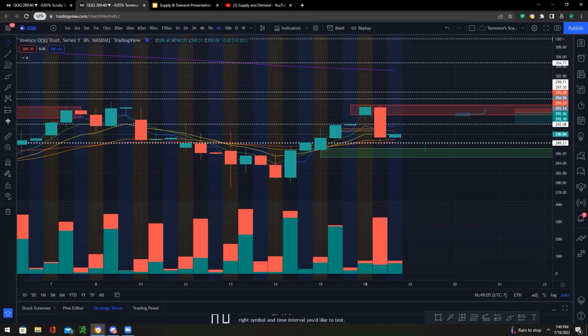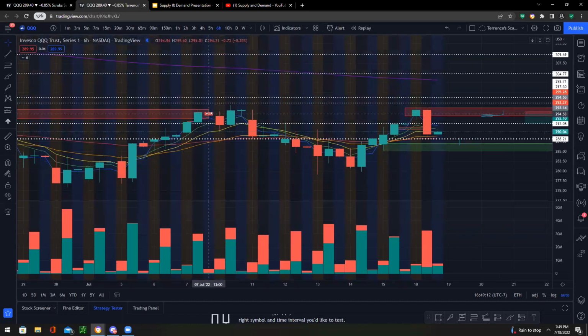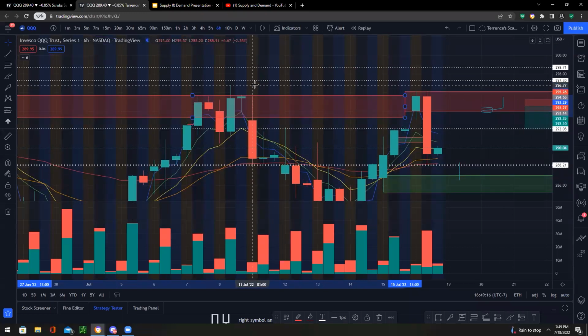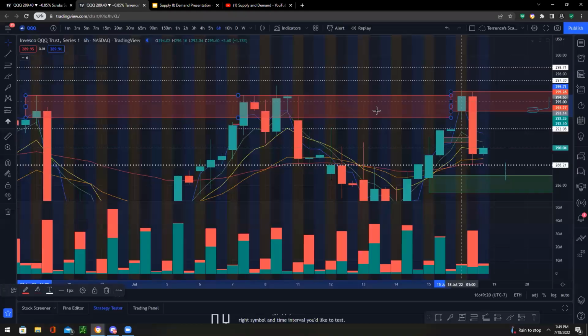How far back do you usually go with your zones? As soon as they get invalidated, for example, this was another zone right here. This is a zone from prior. This zone got invalidated, right? As soon as we pierce through it, it's invalidated. I get rid of it. I entirely get rid of this zone.